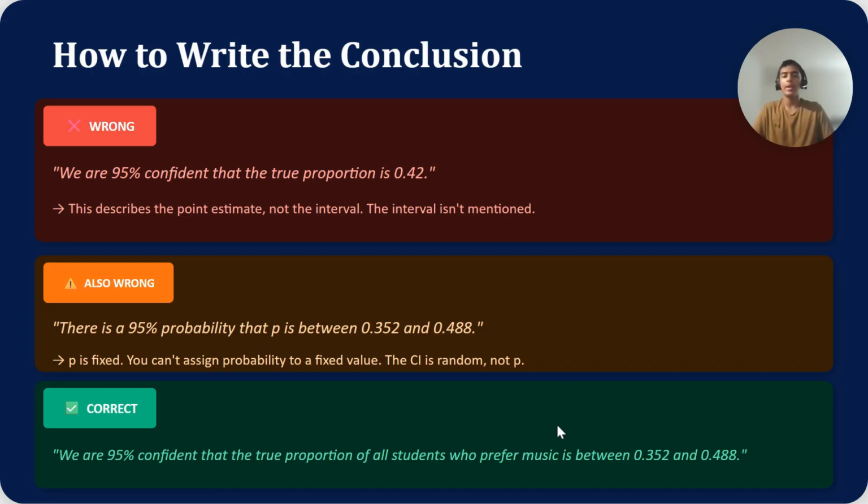Now, here's the right way. We are 95% confident that the true proportion of students who prefer music is between 0.352 and 0.488. What you need is the confidence level, the word confident, not probability, and a description of the parameter and context, as well as the actual interval values.